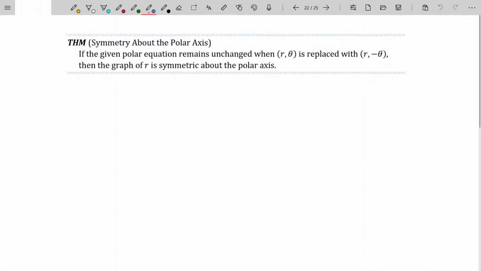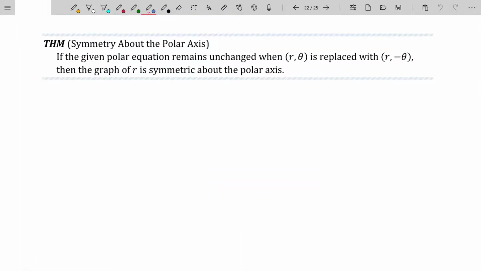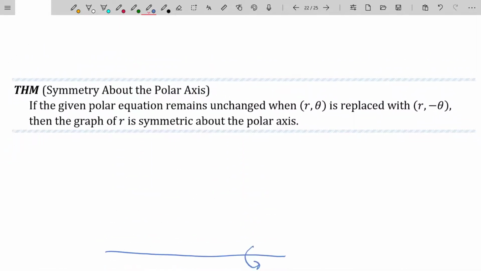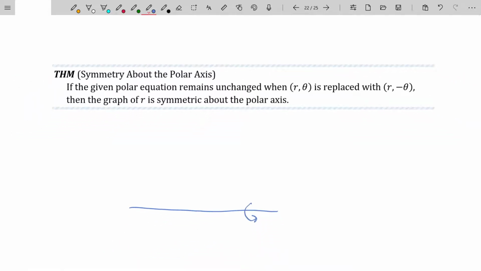Now, the next theorem is about symmetry about the polar axis, which is what we would normally think of as symmetry about the x-axis. If the given polar equation remains unchanged when r comma theta is replaced with r comma negative theta, then the graph of r is symmetric about the polar axis. Now again, if you have a polar equation that does not satisfy this initial if statement, then it still could be symmetric about the polar axis. You just don't know, but it could be. So it's kind of a weird situation.